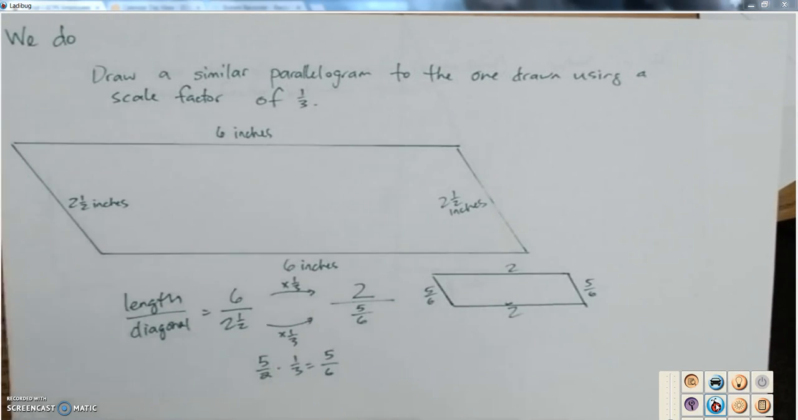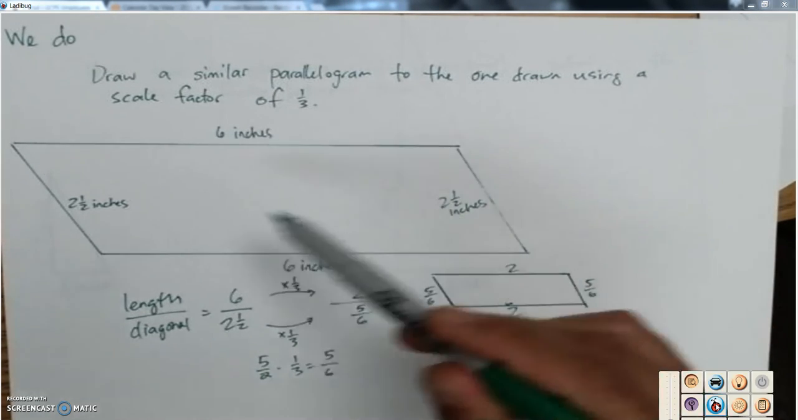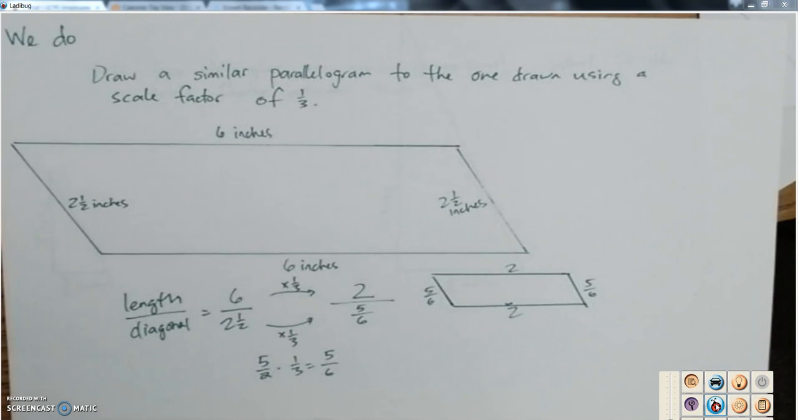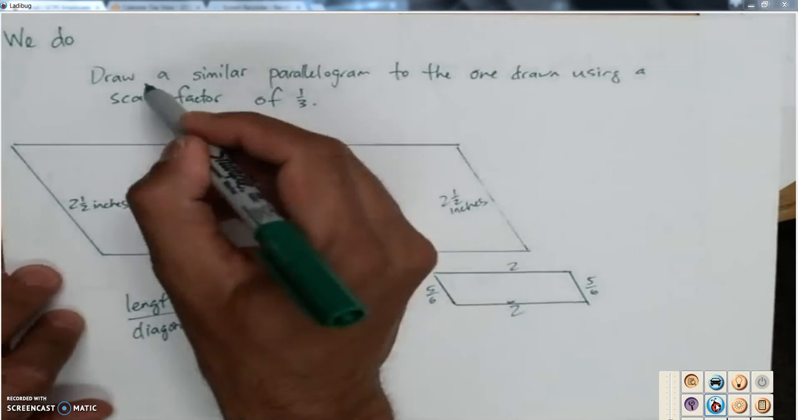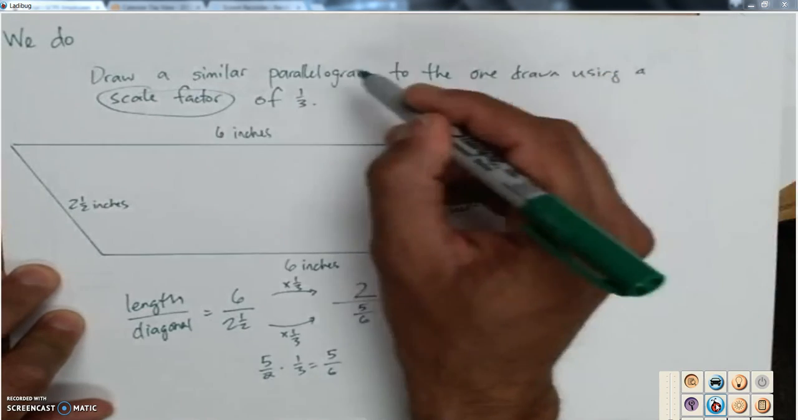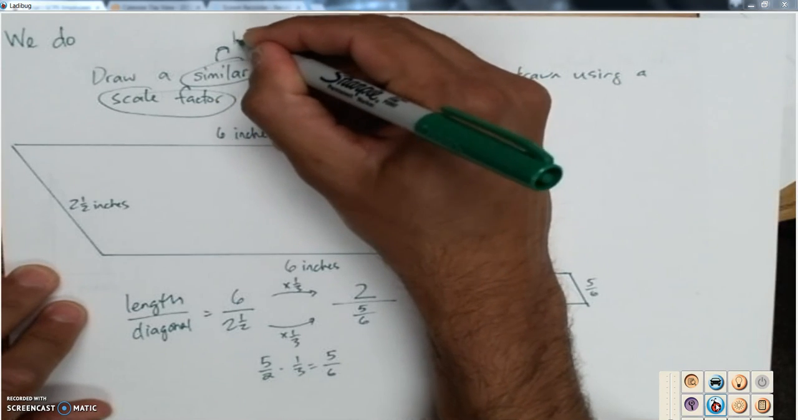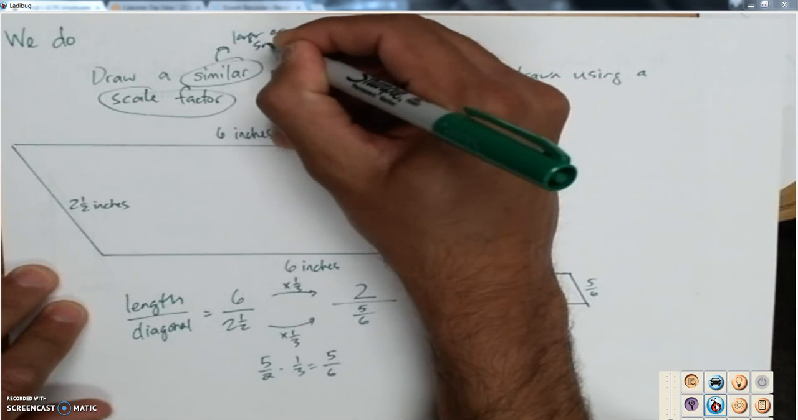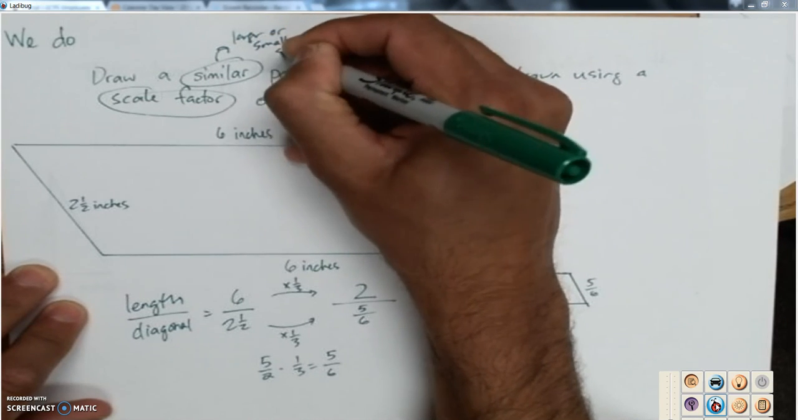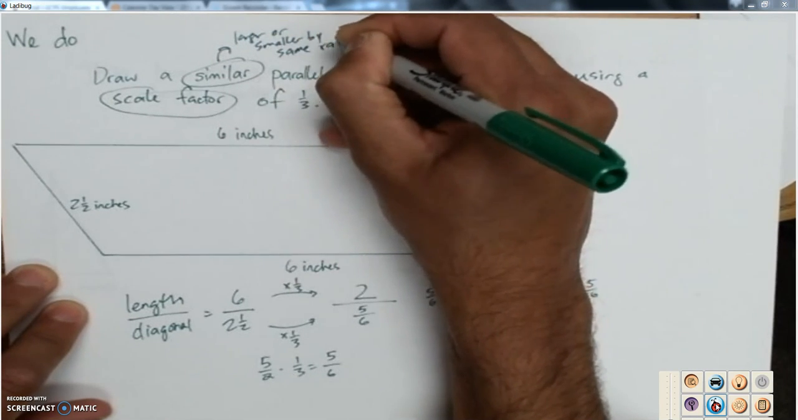So you'll notice they look like they're the same shape. Everything's in proportion, it's just smaller. You know, I've gone from 6 to 2 and from 2.5 to 5/6. Everything's in the same ratio. They're just different sizes, but everything's proportional to the original one. Okay? So that's a scale factor, if you want to make sure you know that word, and the word similar is important too. It means larger or smaller by the same ratio.